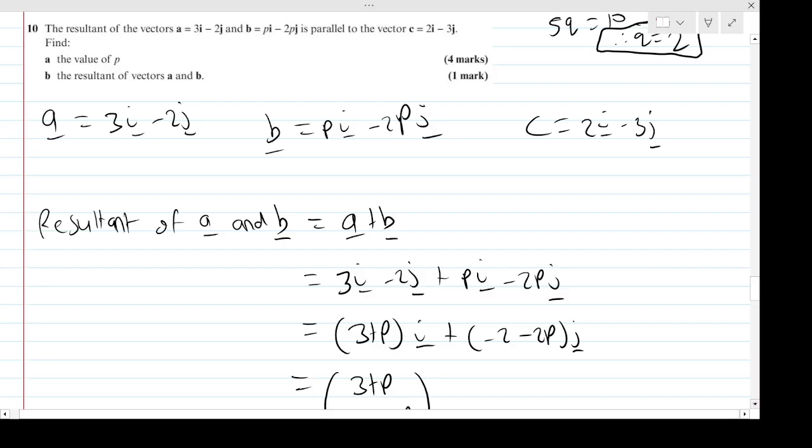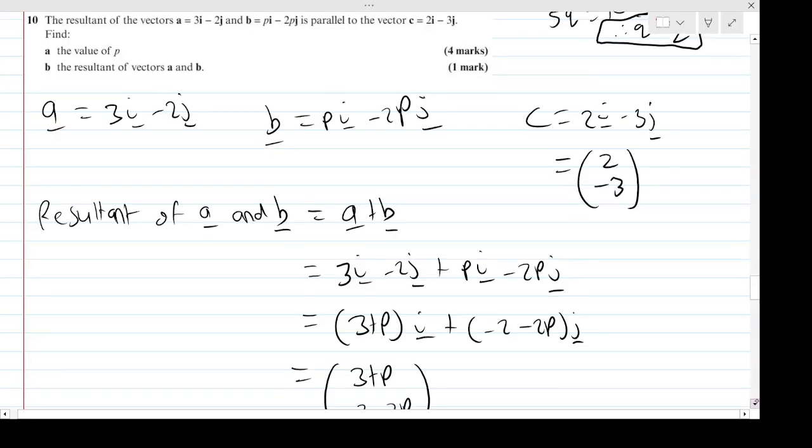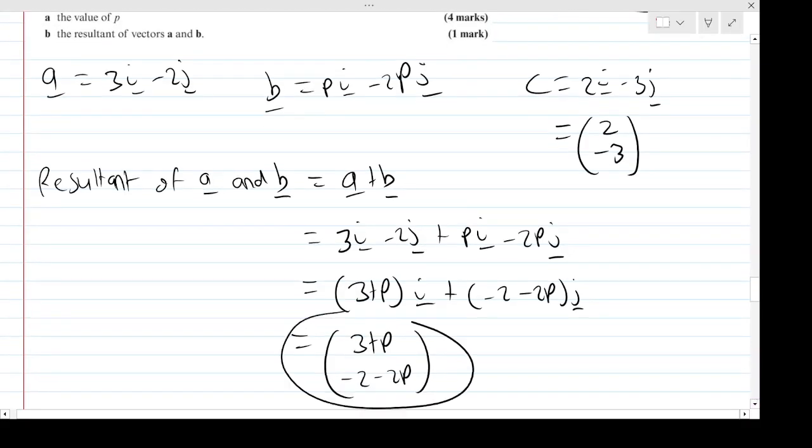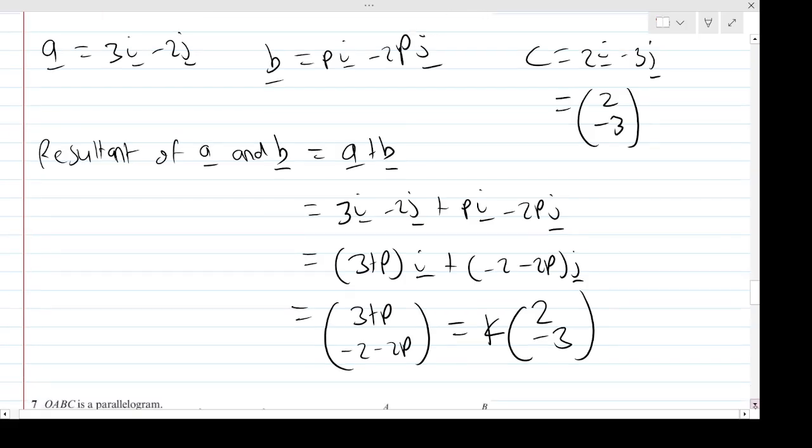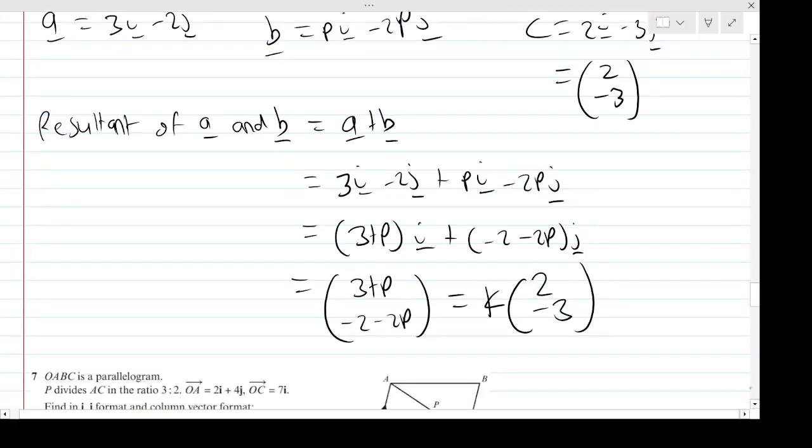Now actually, C we can write in column form as well, 2 minus 3. So these two vectors, the resultant vector here and the vector C, are parallel, so they have to be multiples of each other. We can write that to say that this vector is going to be a multiple K lots of the vector C, 2 minus 3. Hopefully you see what I did there. I don't have much room again, I'll do it down here.